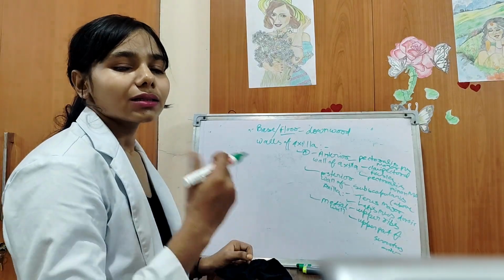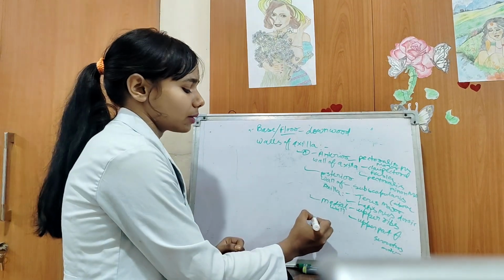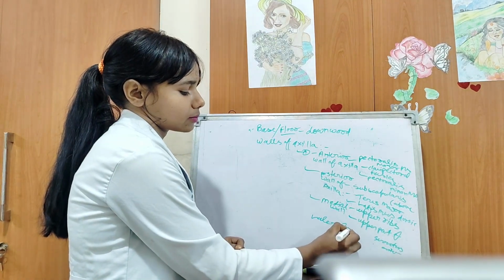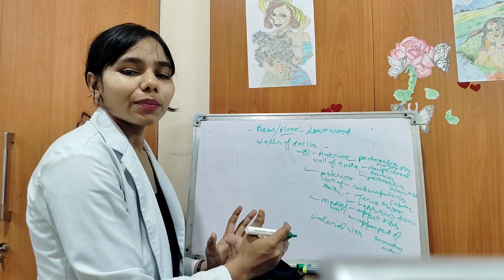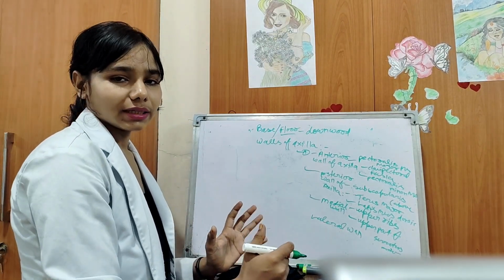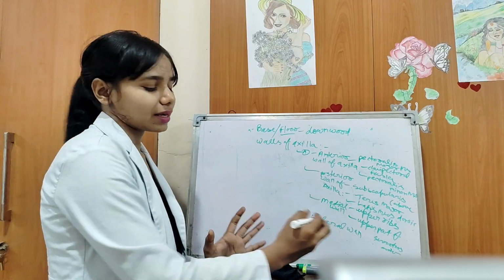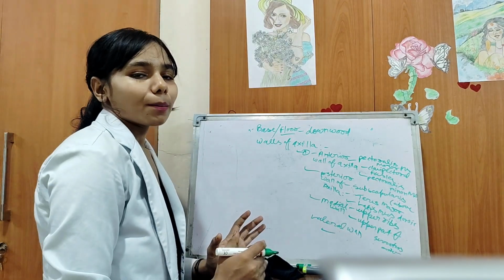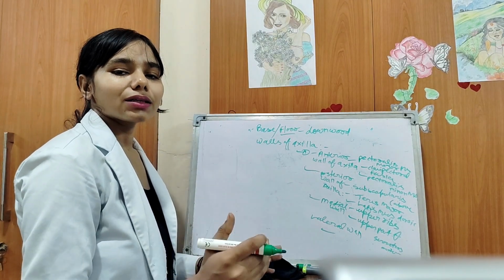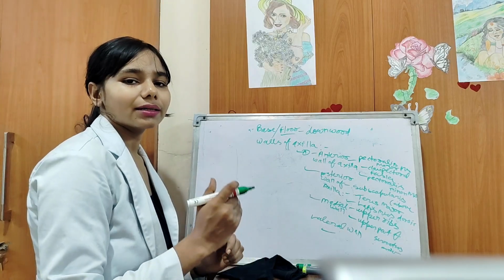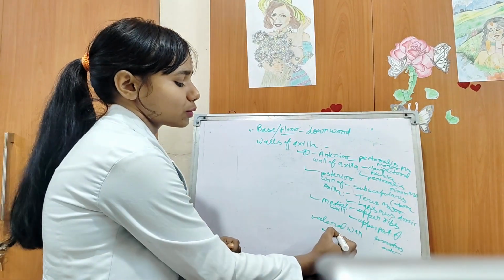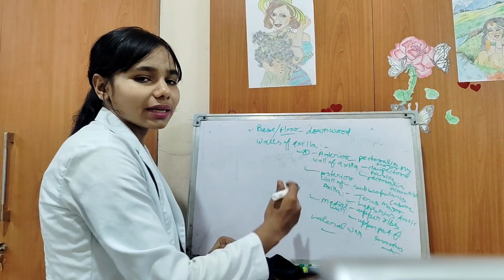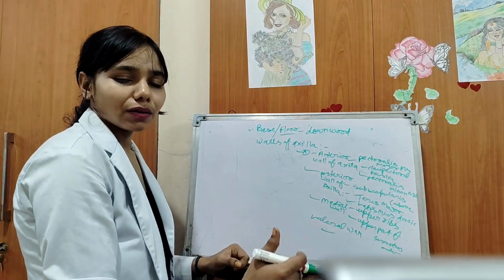Now let's talk about the lateral wall. The lateral wall is narrow because the anterior and posterior walls converge on it. It is formed by the shaft of humerus in the region of the bicipital groove, the short head of biceps brachii and the coracobrachialis muscle.